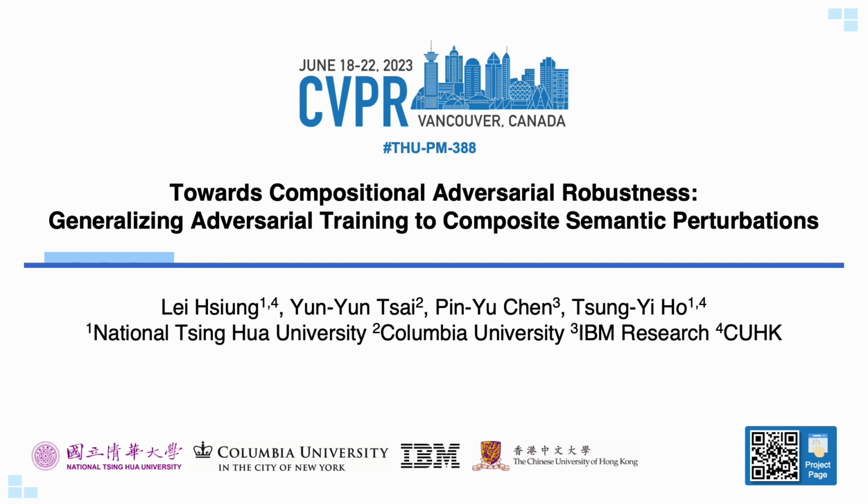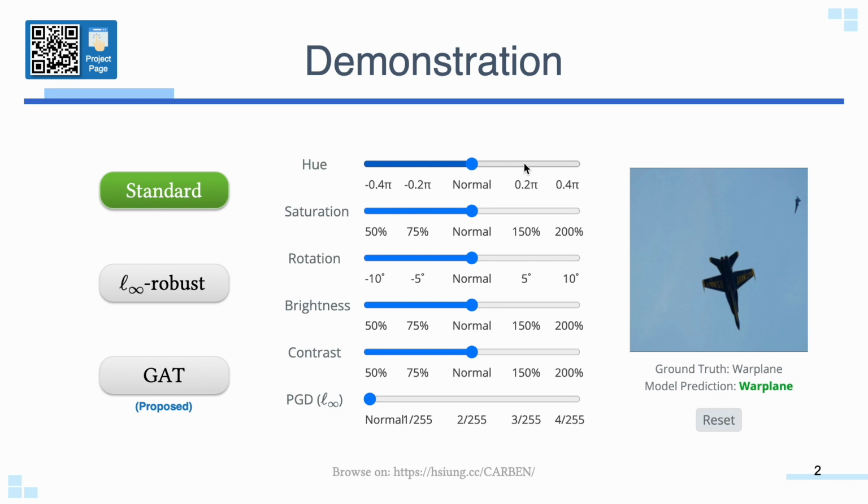Today I'm going to share our work towards compositional adversarial robustness, generalizing adversarial training to composite semantic perturbations. This is a joint work with National Chen University, Columbia University, IBM Research, and the Chinese University of Hong Kong. Compared to traditional perturbations bounded in LP ball, semantic perturbations are more realistic and easily generated. However, we found that most models are vulnerable to this kind of perturbation.